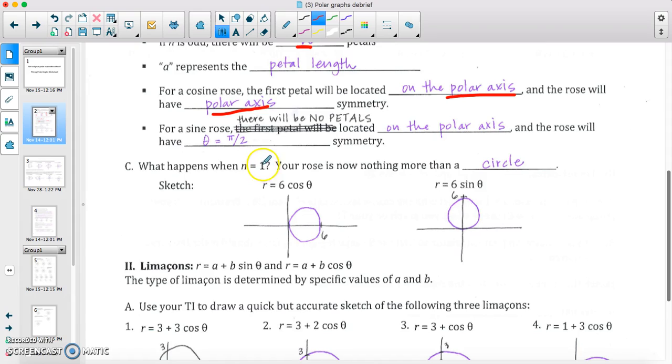So this should be intuitive, but if n is 1, you're going to have 1 petal. And cosine, we know, has symmetry around the polar axis, or the x-axis, so it's going to be 1 petal on the polar axis. Sine has symmetry around that pi over 2, so it's just 1 petal at the pi over 2.